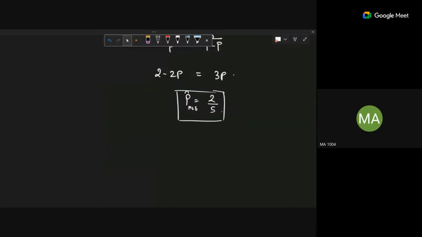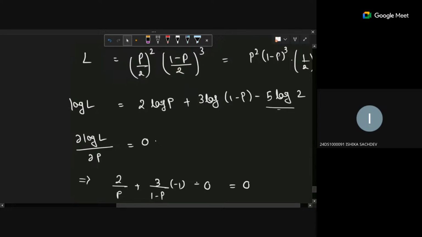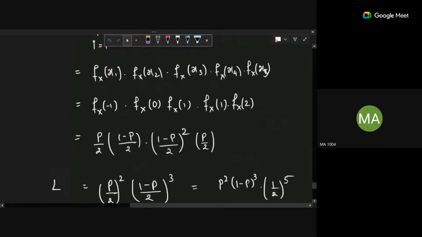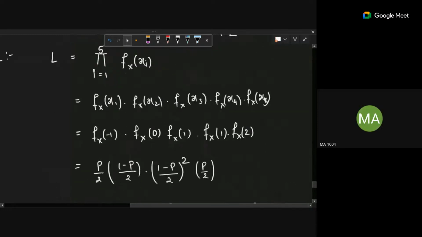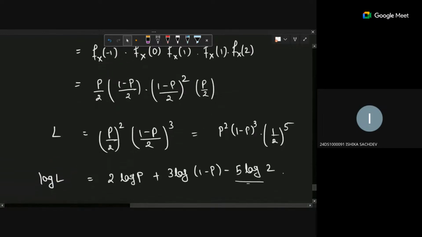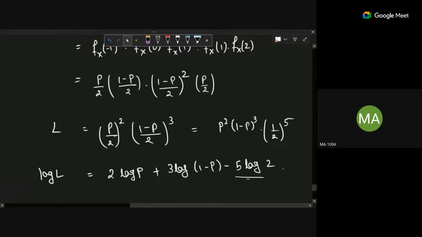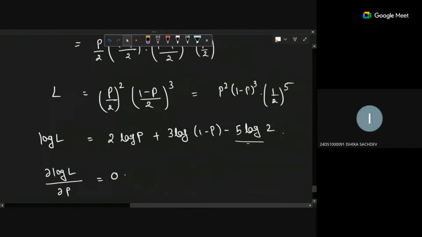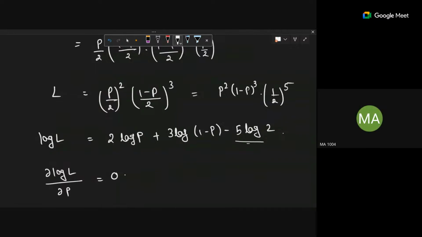Please show the calculation once. Okay, I will share the PDF also after the session. Ma'am, I'm not understanding how that 2 came. How? When you were taking log. Ma'am, one step ahead. Which part? Ma'am, here only. Okay, you have taken 1 by 2. This one? Got it, ma'am, got it.